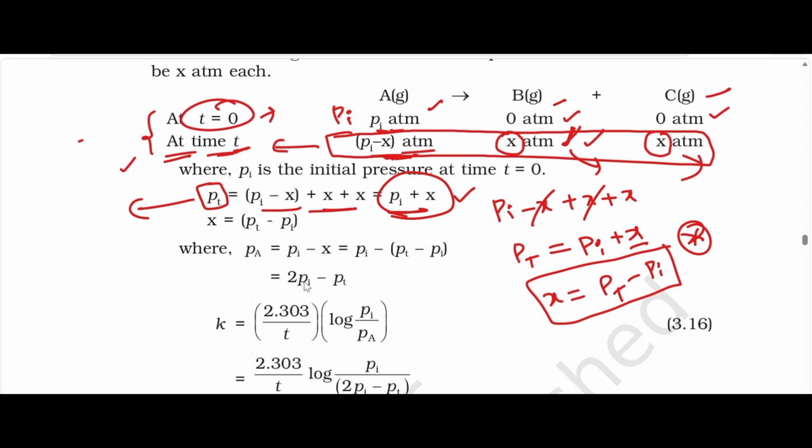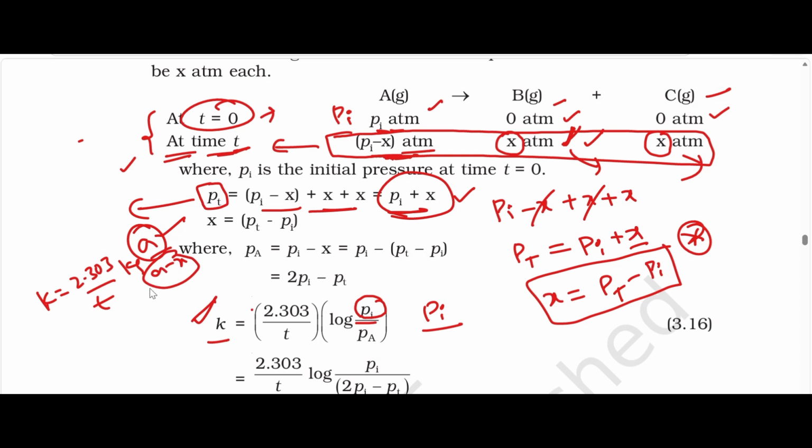Now I am taking the basic mathematical expression for the first order reaction. K equals 2.303 by T log of initial pressure divided by, as per the formula, log A by A minus X. Whereas for concentration, here we have to write pressure. So the initial concentration A, here the initial pressure, I am assuming Pi. And A minus X is the remaining concentration of the reactant.